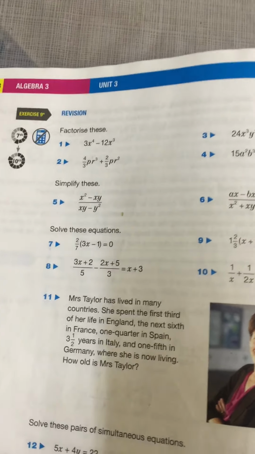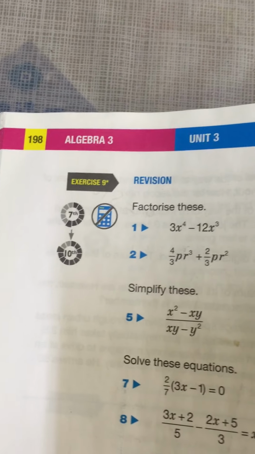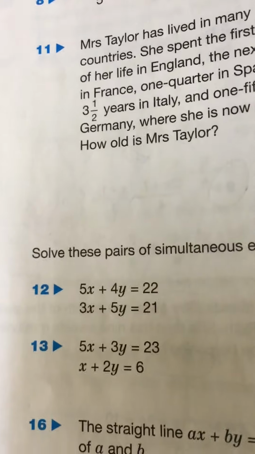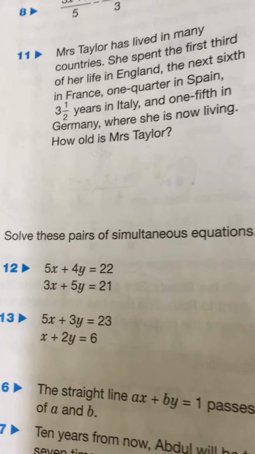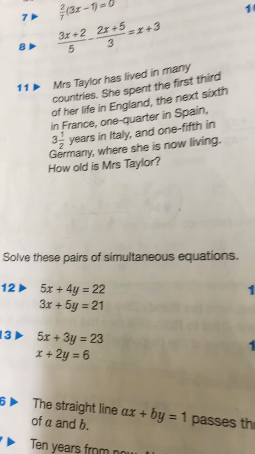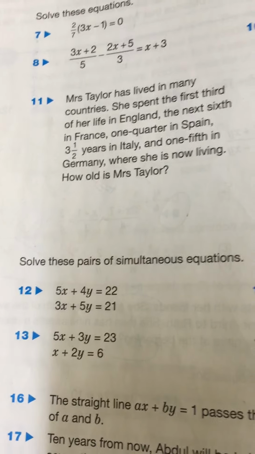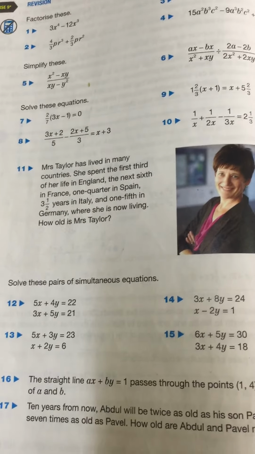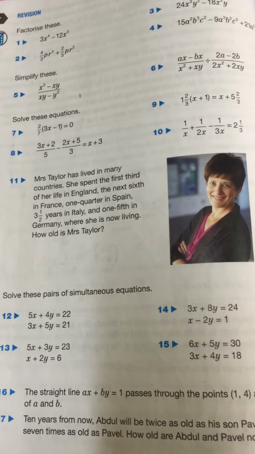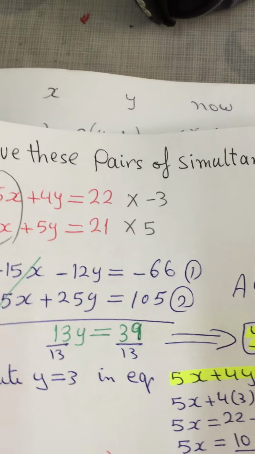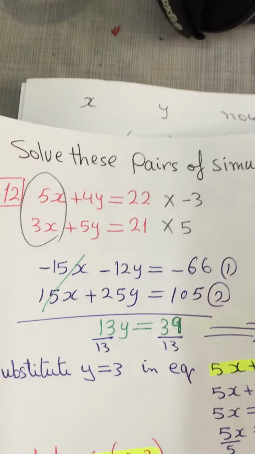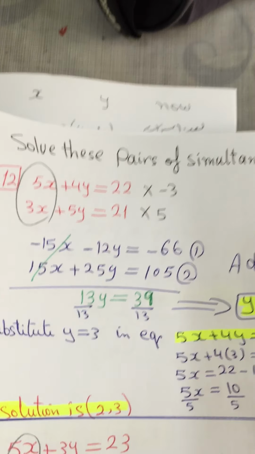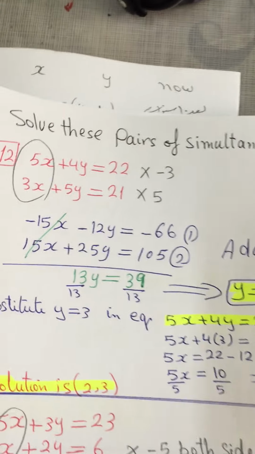I'll complete with you exercise 9 star, page 198, question number 12. In question number 12, it asks you to solve the pair of simultaneous equations. Which method do I have to use? It's up to you, and it depends on the equations you have. I took some problems to make a revision for all lessons as much as I can.